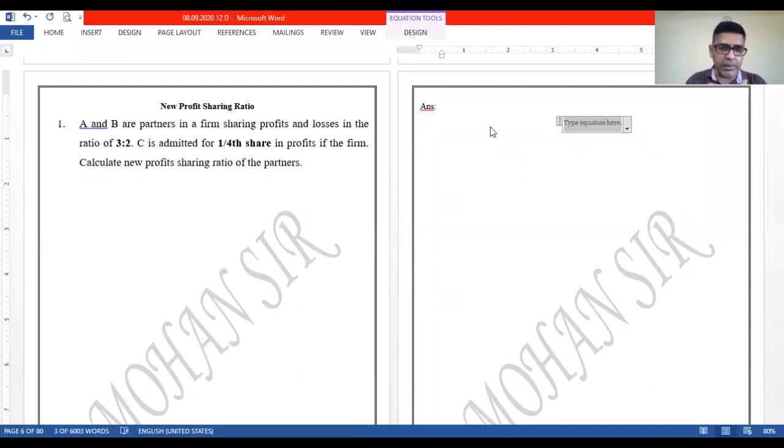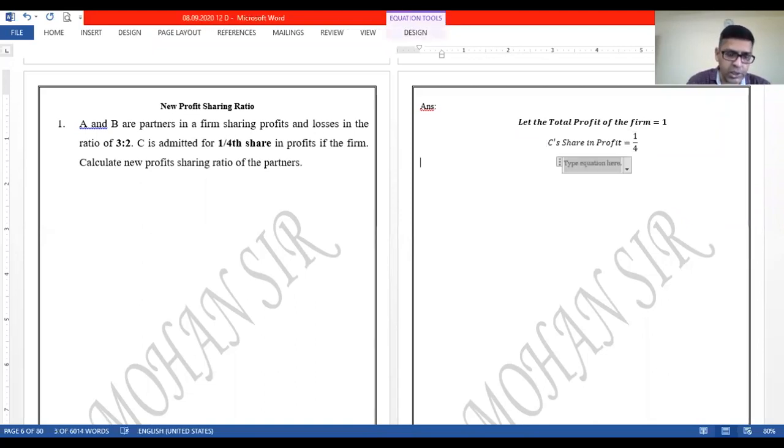Whenever the sum is as simple as this, old ratio is given amongst old partners, new partner's share is given, nothing else is given. So we need to start with let the total profit of the firm be 1. This is the assumption we need to start with. Now what I need to write: C's share in profit. That is 1/4.